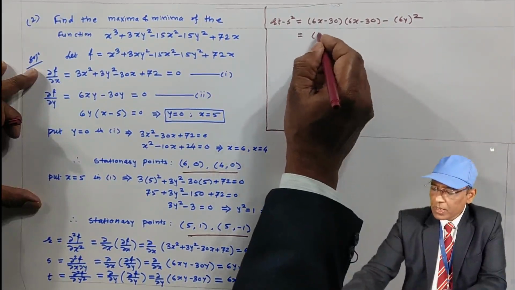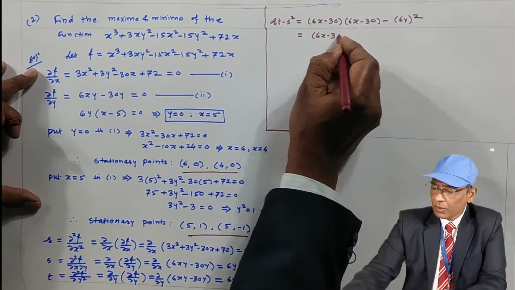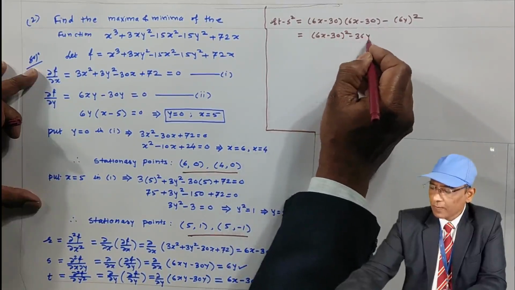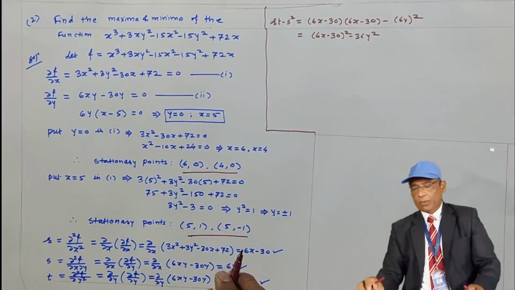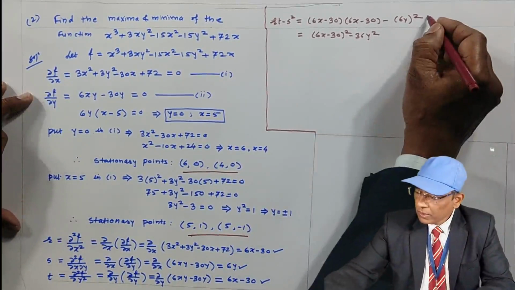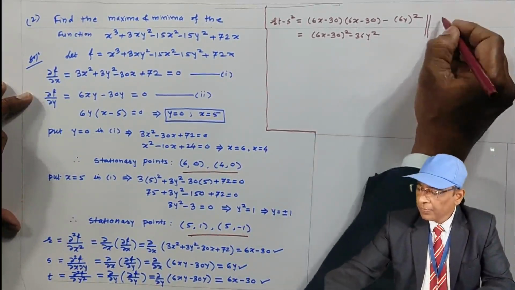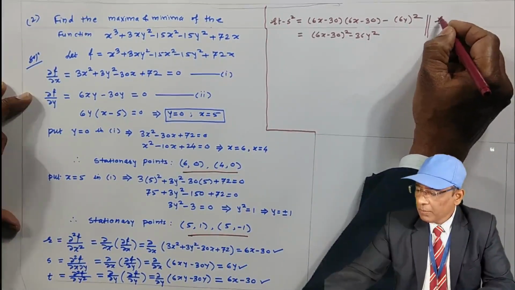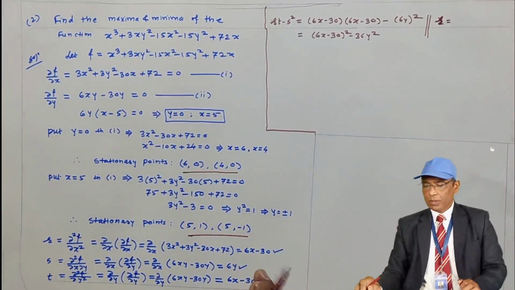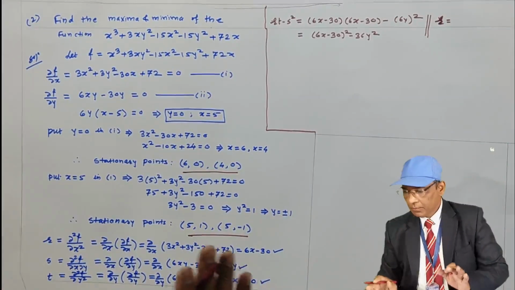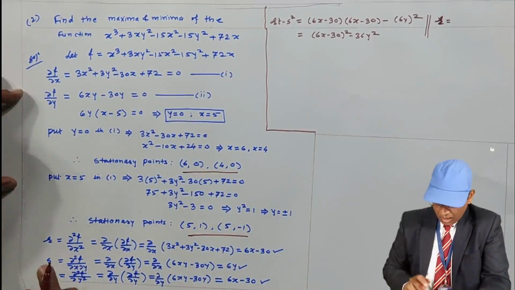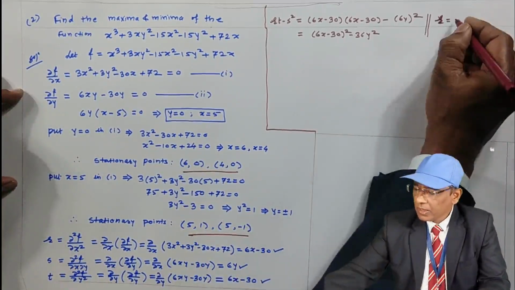Means (6x minus 30) whole square minus 36y square. This is RT minus S square. And R is known to you. Here I am writing R. I am using minimum space so that the complete solution can be managed on a single sheet. R is 6x minus 30.